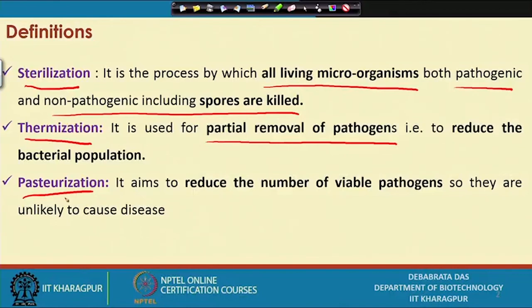The third is the pasteurization process. It is the reduction of the number of viable pathogenic organisms, because we know two types of organisms exist: pathogenic, which are harmful to human health, and non-pathogenic, which are not harmful. In the biochemical industry we are mostly concerned with non-pathogenic organisms. Pasteurized milk does not contain any pathogenic organism, but it contains non-pathogenic organisms. That is why we cannot preserve pasteurized milk for a long period; after 3-4 days you have to throw the milk out.